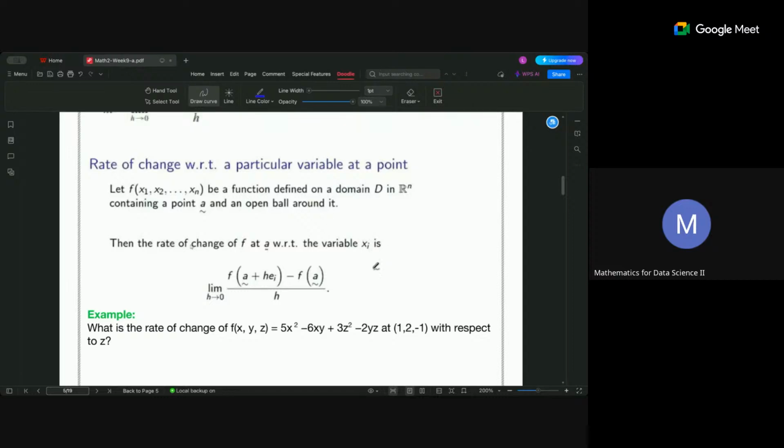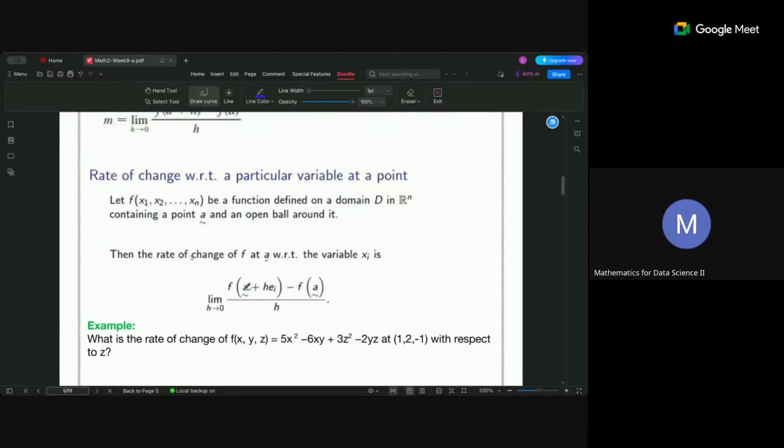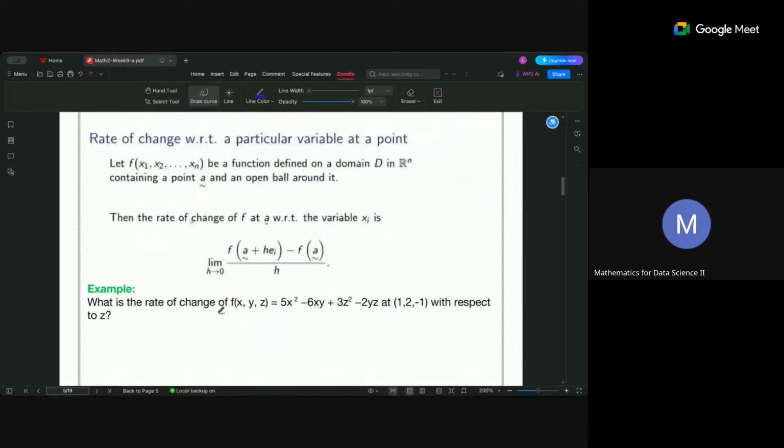So I'm writing it as xi. Okay, so how is it defined? It is defined as limit h goes to 0, just exactly similar to this. So in the one dimensional case, you had limit h goes to 0 of f of a plus h minus f of a, divided by h.